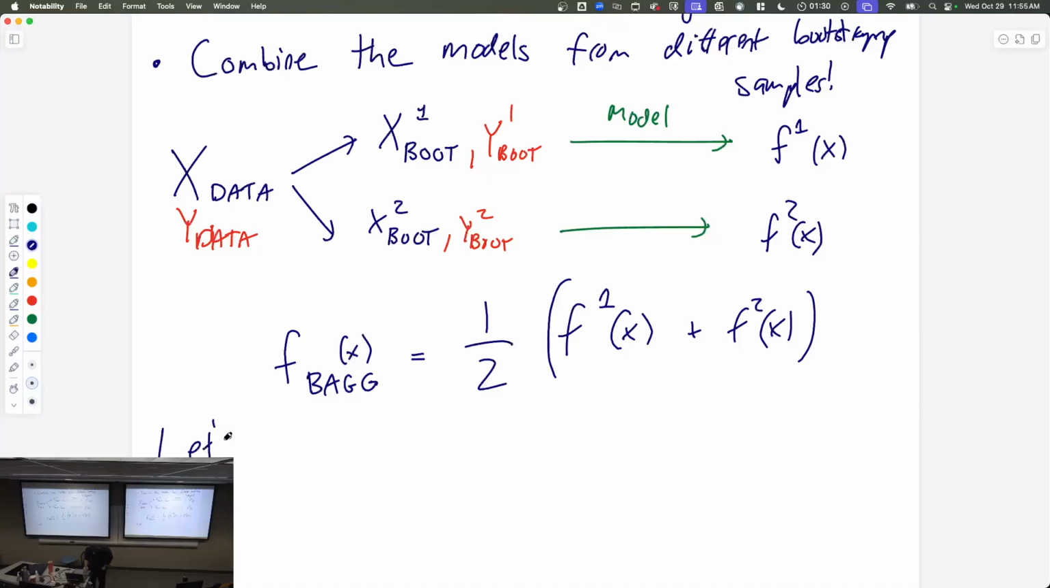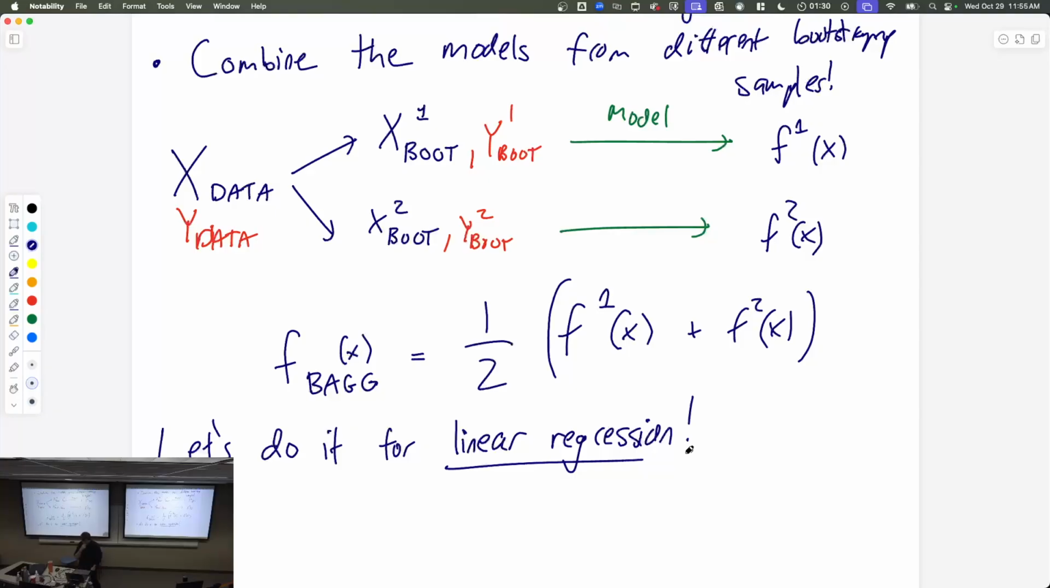Let's do it for linear regression. When you do it for linear regression, f1 of x is actually a very simple function. It is beta hat 1 of x plus beta hat 0. And then f2 is going to be a similar thing with some different coefficients, beta hat 1 of x plus beta hat 0. And here is a nice thing. If you're averaging the functions and the functions are linear, then you might as well average the coefficients.